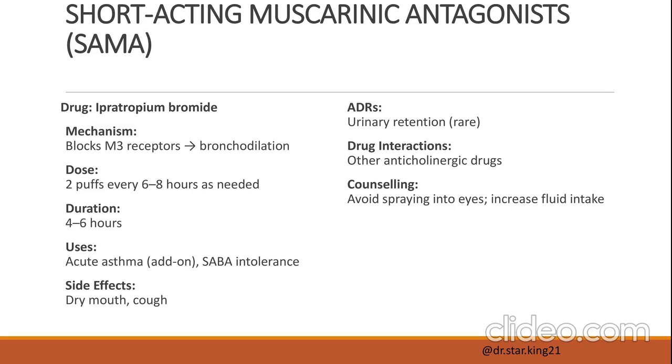Dose is 2 puffs every 6 to 8 hours as needed. Duration of action is 4 to 6 hours. It is used in acute asthma, especially if there is SABA intolerance. The side effects are dry mouth and cough. A rare ADR is urine retention. Drug interaction is with other anticholinergic drugs. Coming to patient counseling, avoid spraying in the eyes and drink enough water.